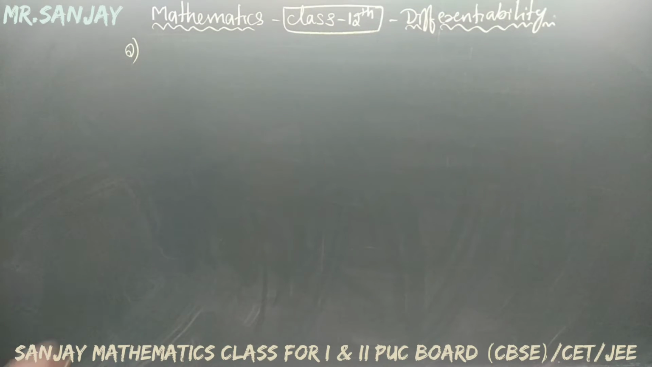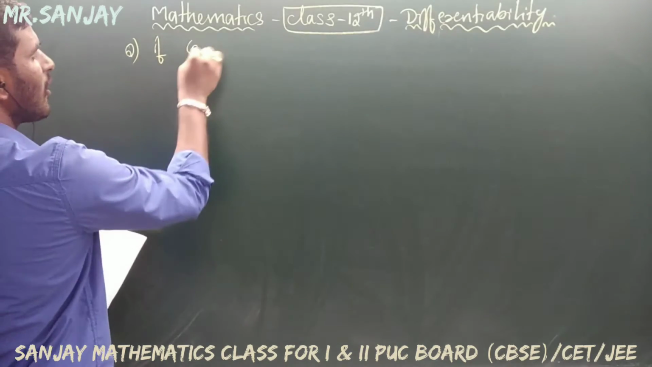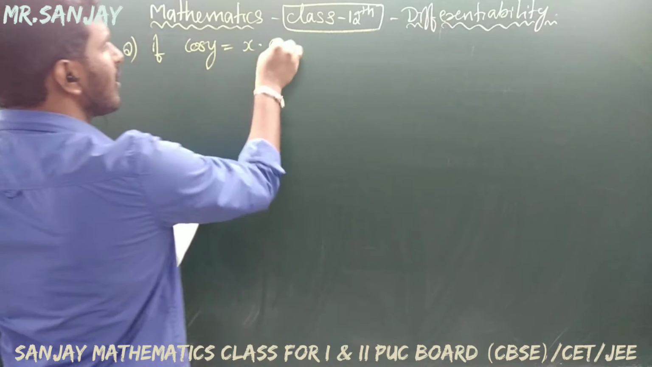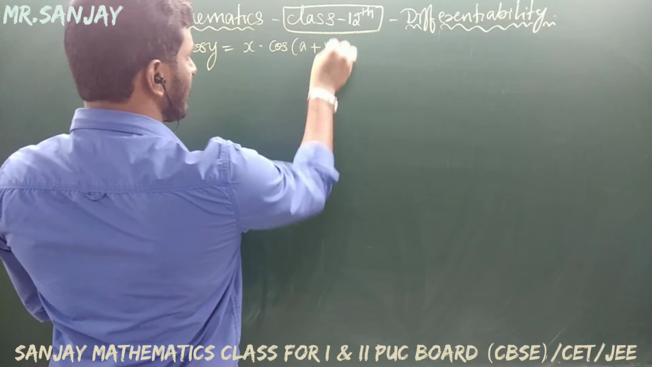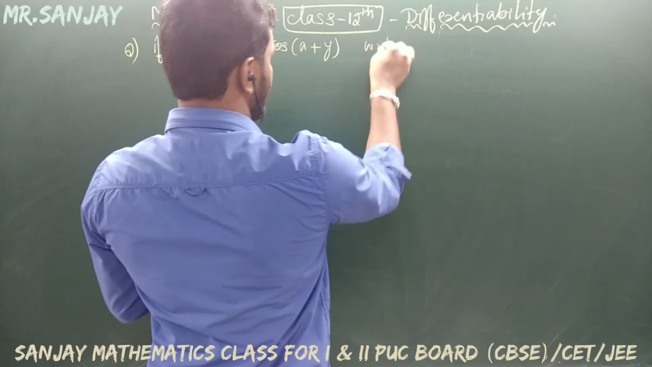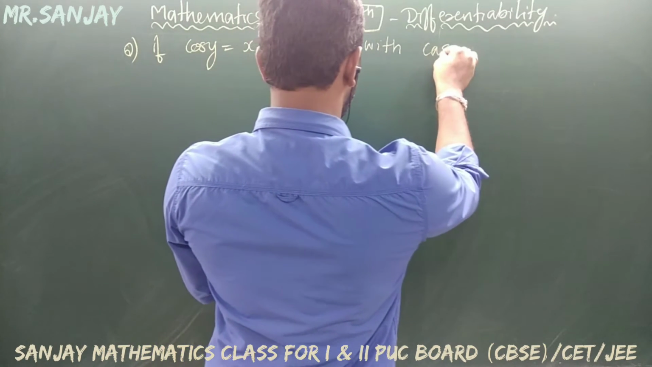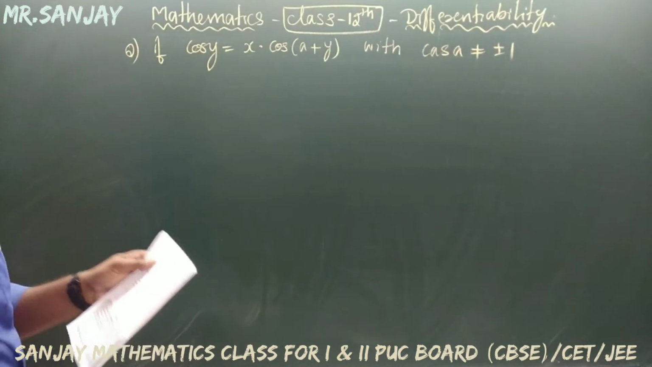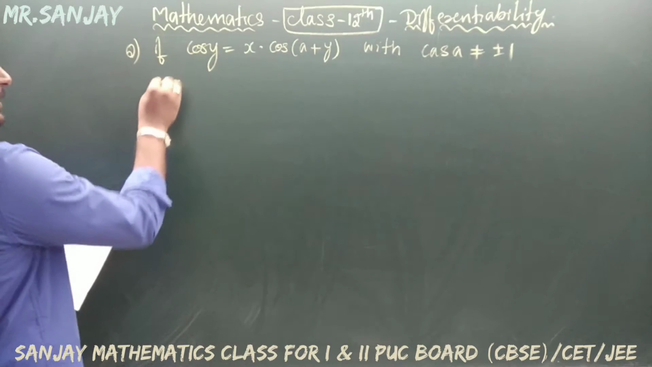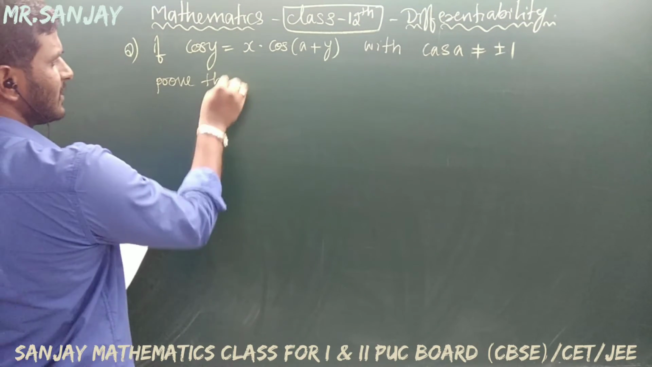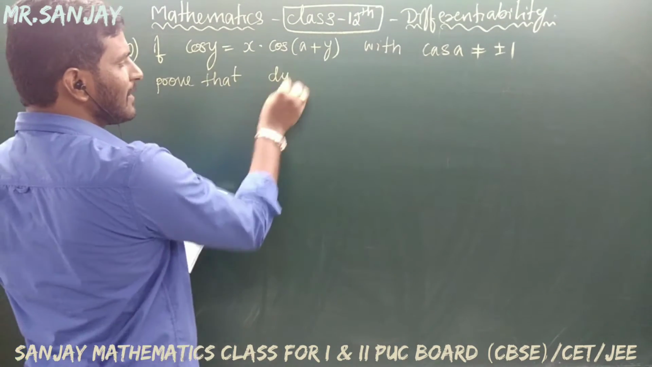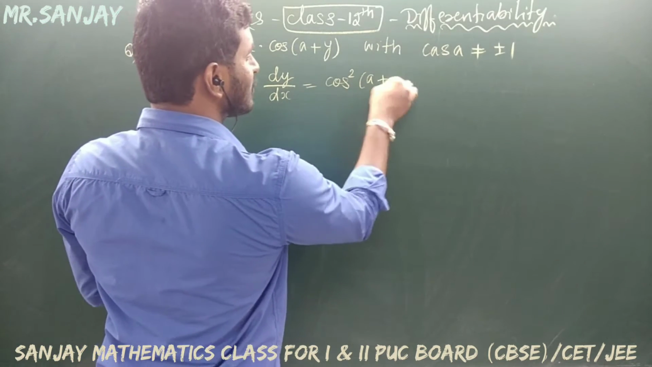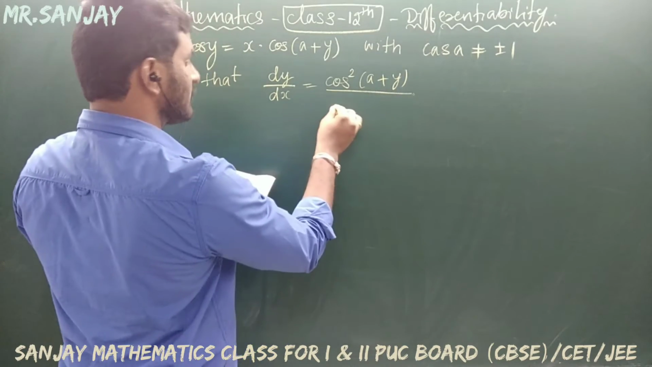Okay, write down the next question. If cos y is equal to x into cos of a plus y, with cos a is not equal to plus or minus 1. Prove that dy by dx is equal to cos square of a plus y divided by sin a.